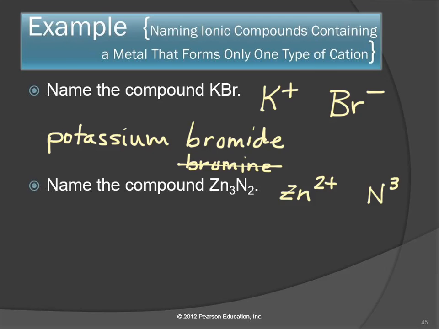-3. We're going to count backwards on the periodic table. Neon 0, fluorine's -1, oxygen's -2, and nitrogen's -3. So this is one of those guys that only forms one ion.